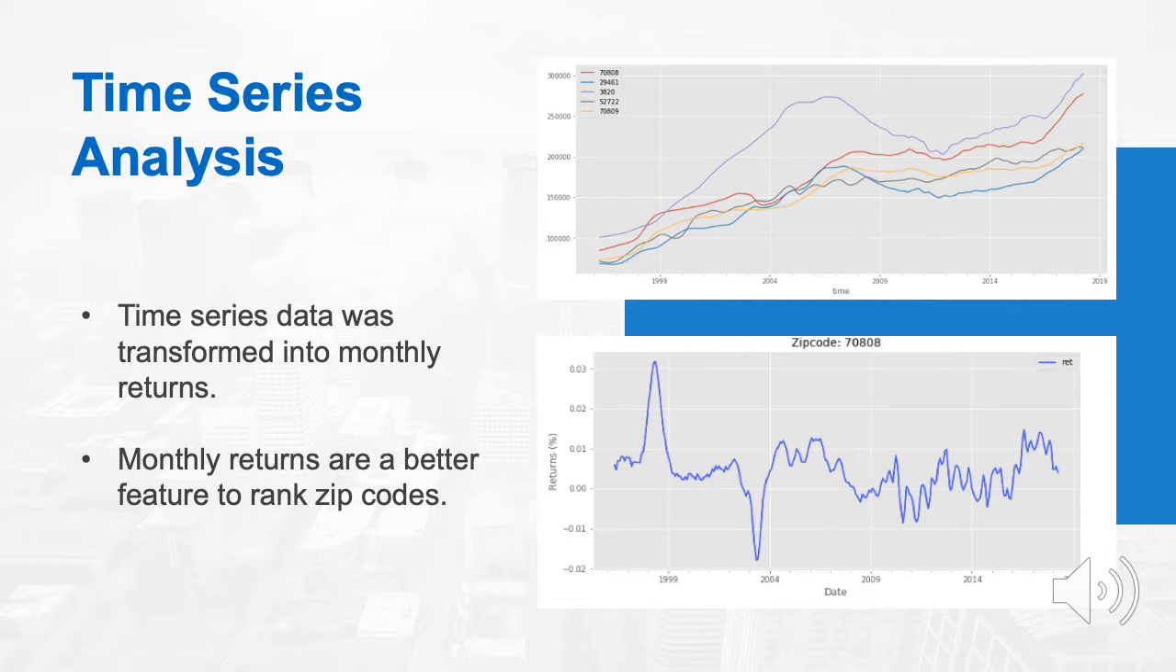Also, another benefit of doing this is that it's easier to compare zip codes according to returns, since we would only need to know the total return in 10 years rather than compare them on prices, because then we would need to know the ending price and the beginning price.